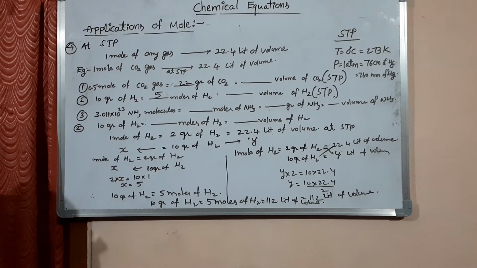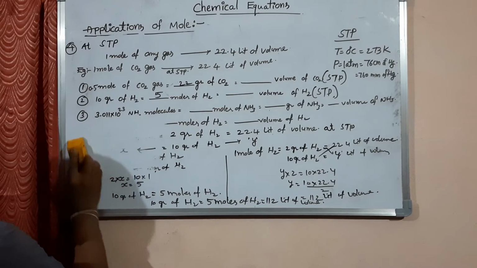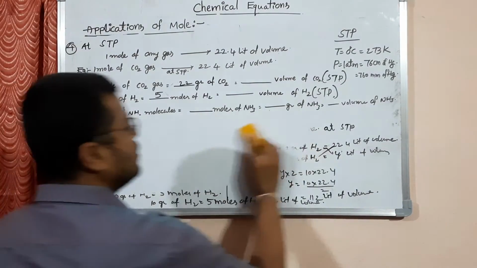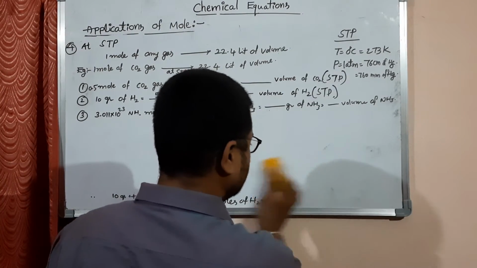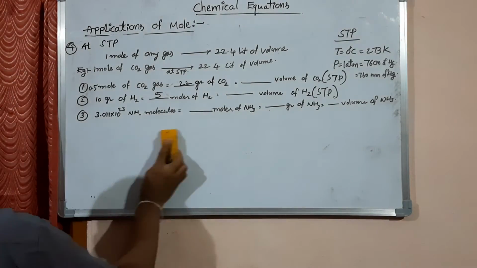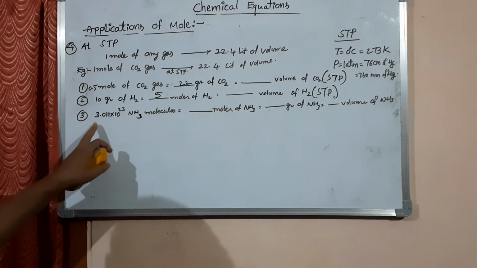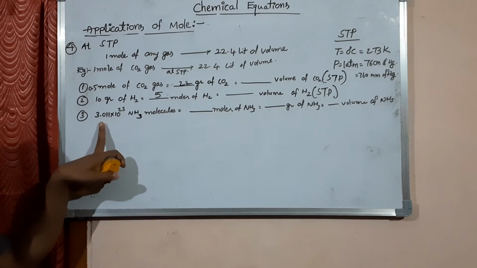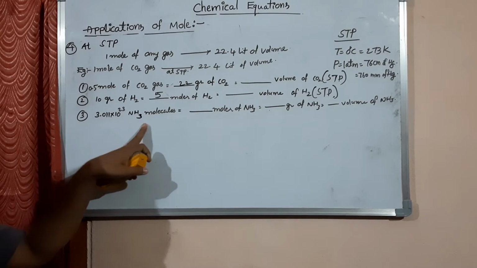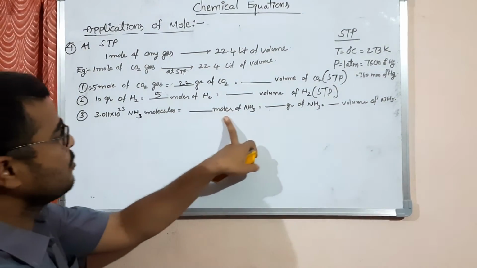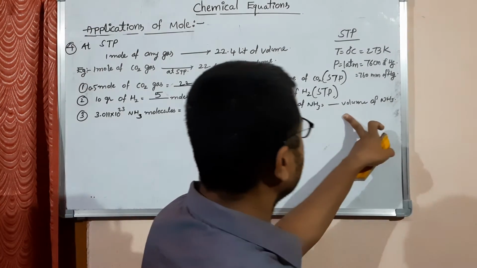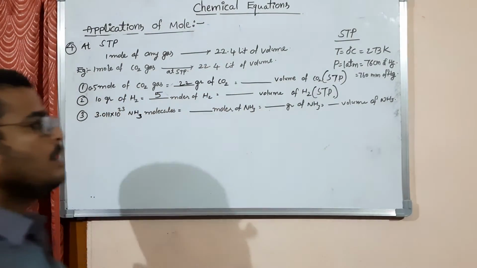Next, the third problem. See here, what is the third problem? Here only, I don't want to write again. 3.011 into 10 to the power of 23 ammonia molecules is equal to how many moles of ammonia, how many grams of ammonia, how much volume does ammonia occupy.